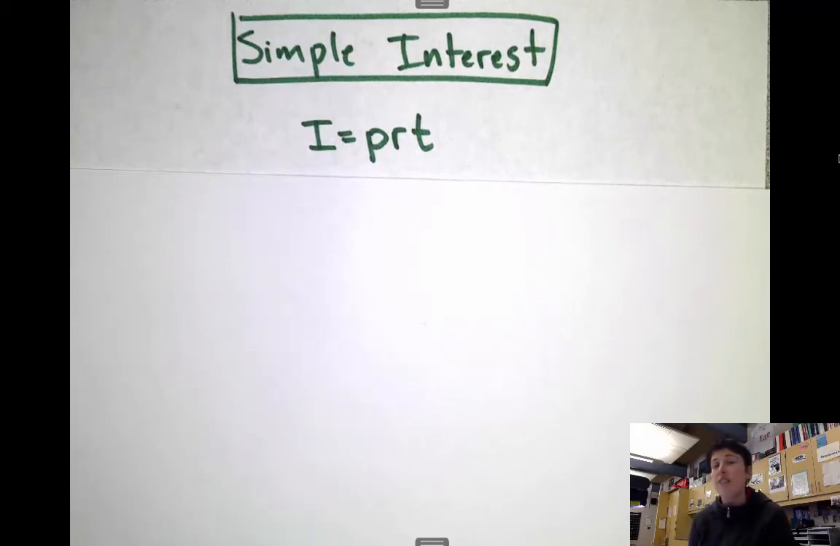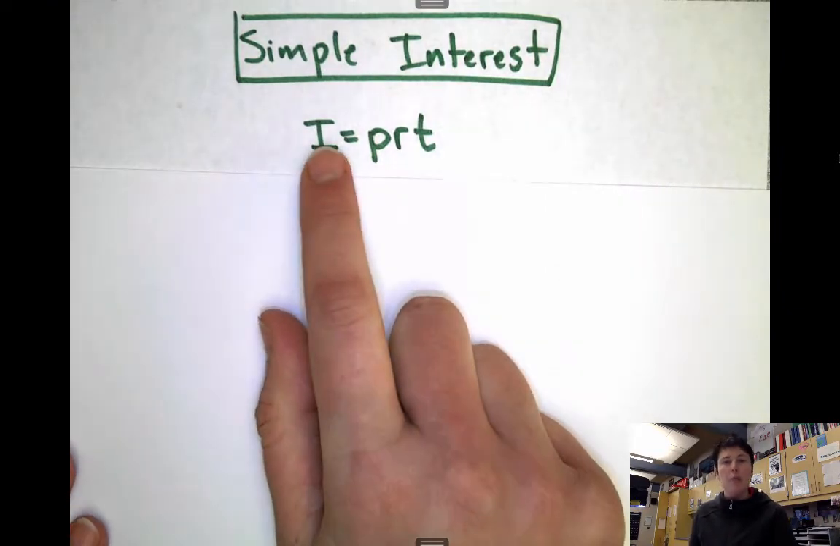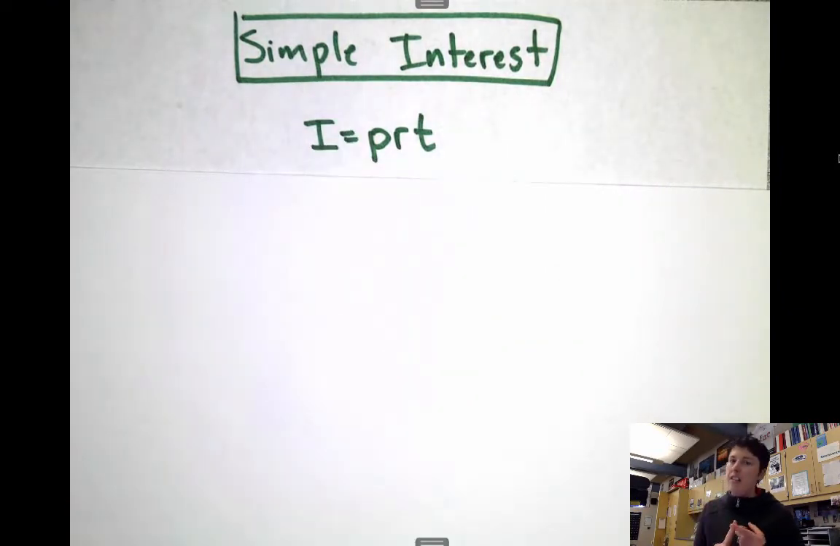Hey guys, another video on simple interest. Hopefully you've watched the other videos before this because I'm going to jump ahead a little bit here. Remember, we are dealing with this formula, I equals PRT. I is interest, P is principal, R is rate, and T is time in years.